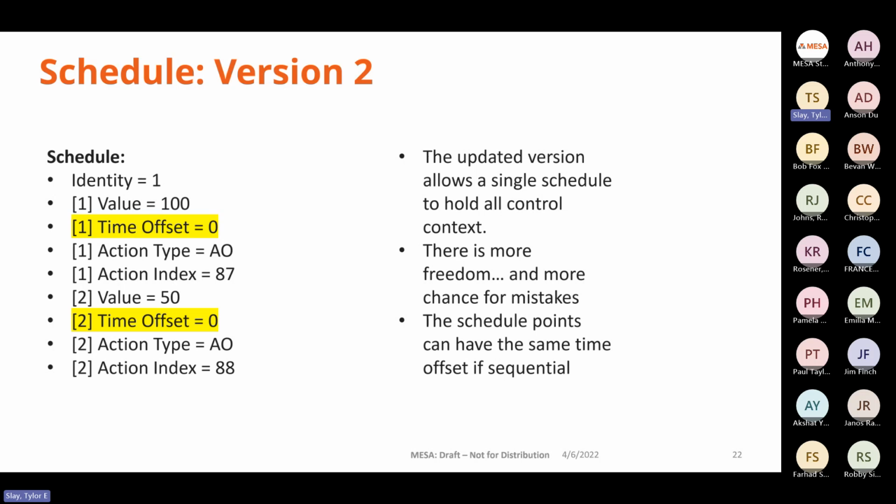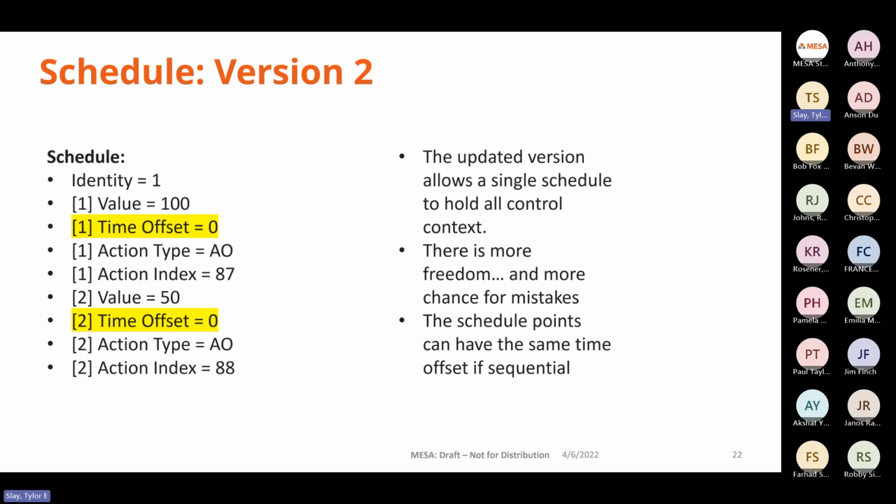So moving to version 2. Version 2, we have one identity, 1. We have a value of 100, time offset 0, action type AO, action type index 87, value 2, 50, time offset 0, action type AO, action index 88. So that doesn't seem too bad. Wanted to highlight time offset 0, time offset 0.